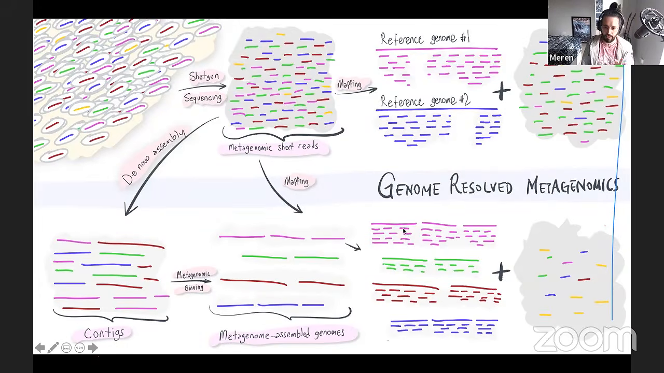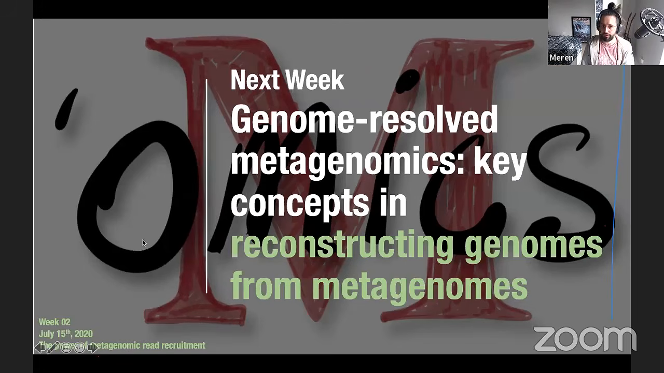Okay, I hope this part somewhat clarified that the genome-resolved characterization of metagenomic sequencing involves both reference genomes and genomes that we are able to reconstruct directly from metagenomic short reads themselves. And next week, I'm hoping to focus on key concepts that enable us to reconstruct these genomes from these environments and discuss that process and its caveats and its advantages in a more detailed fashion.